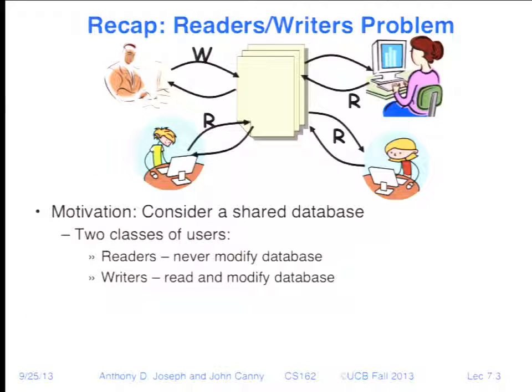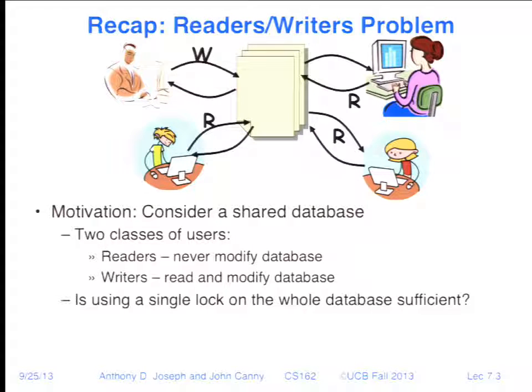So from last time, we looked at the readers-writers problem. And the model is to consider some kind of shared writable storage like a database and users that are trying to read and write from that store. The readers don't change what's in the store, so multiple readers can access it at the same time. The writers, since they're modifying the content, we want to give them exclusive access. So the question is, is a single lock on the database sufficient?